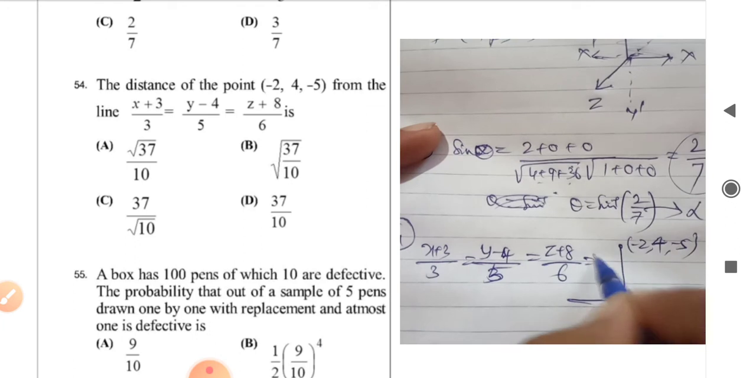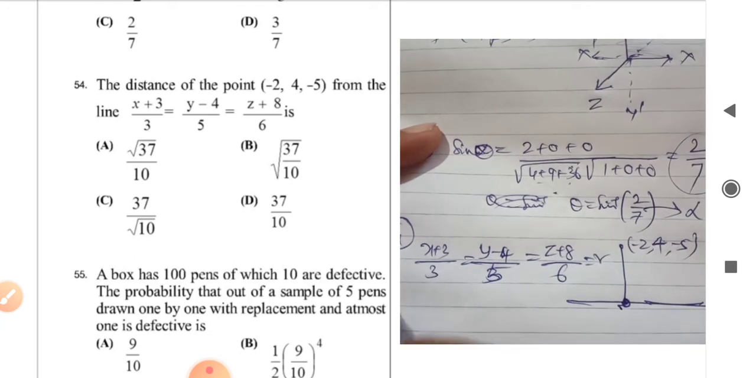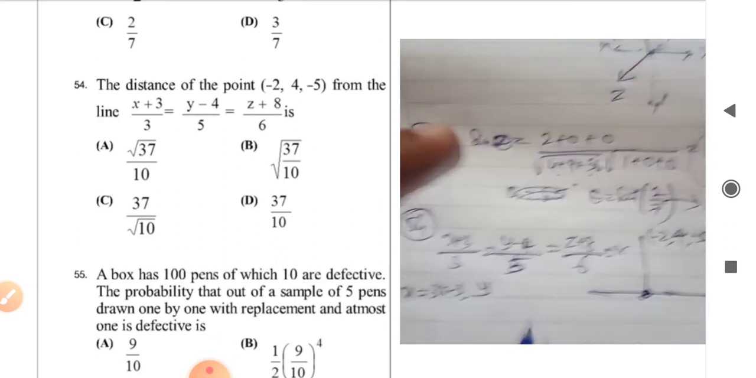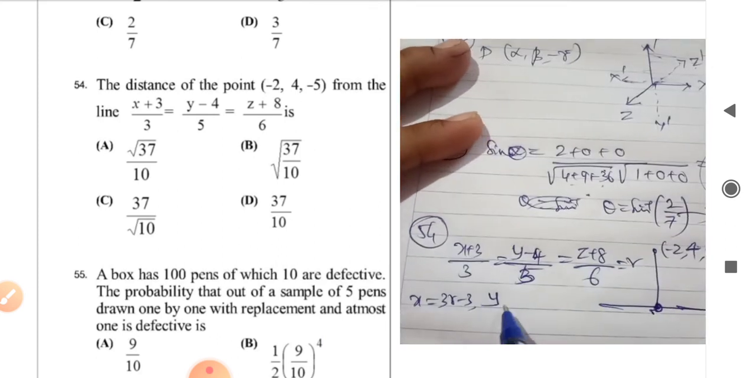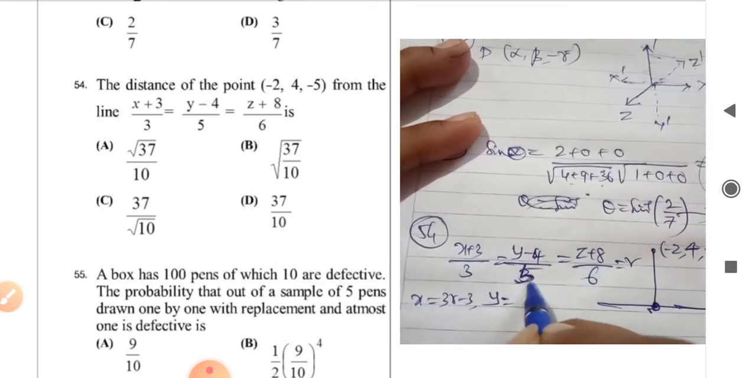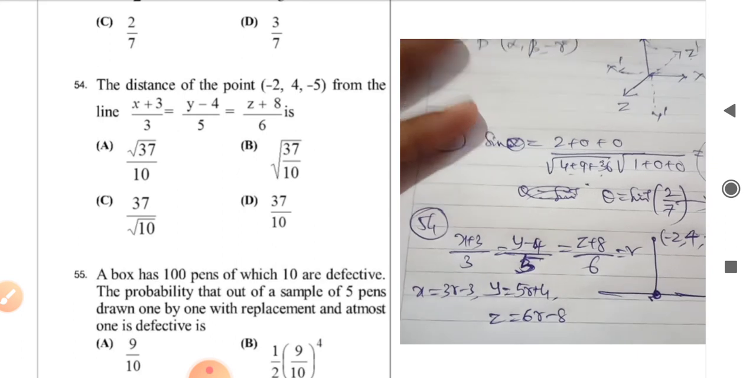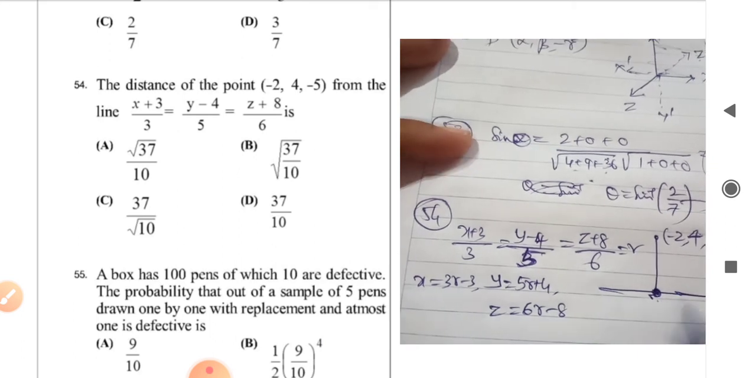Correct. If I take this all equal to r, the general point on this line is x equal to 3r minus 3, y equal to 5r plus 4, and z equal to 6r minus 8. So this is a general point here.